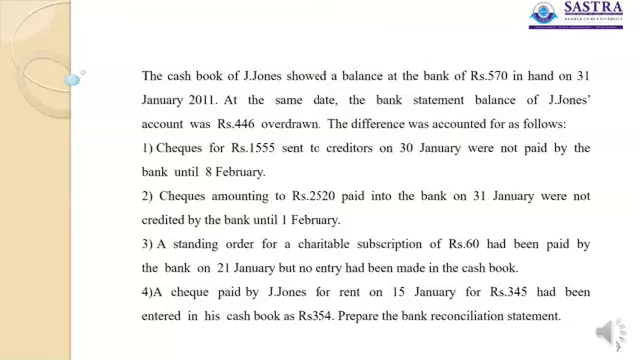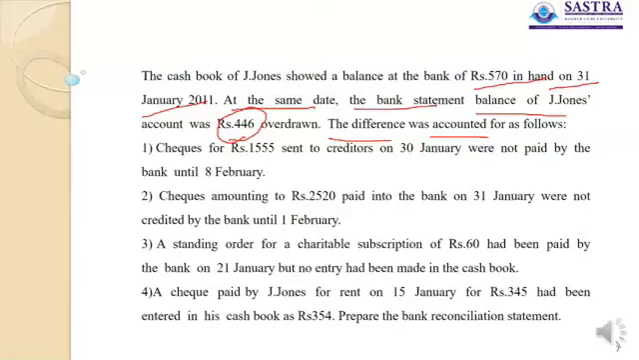Another example: the cash book of J. Jones showed a balance at the bank of rupees 570 in hand on 31st January 2011. At the same date, the bank statement balance of J. Jones's account was 446 overdrawn. This is very important. The difference was accounted for as follows.